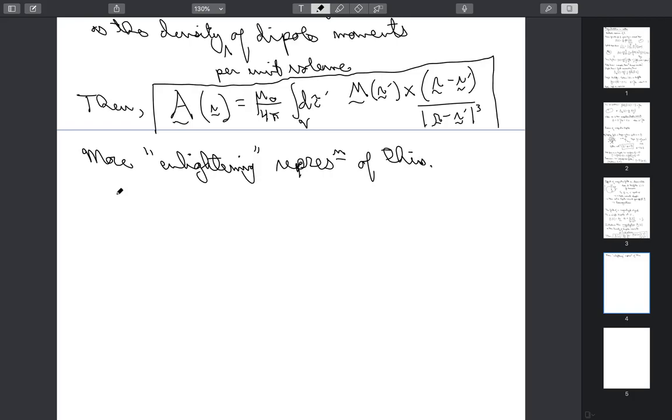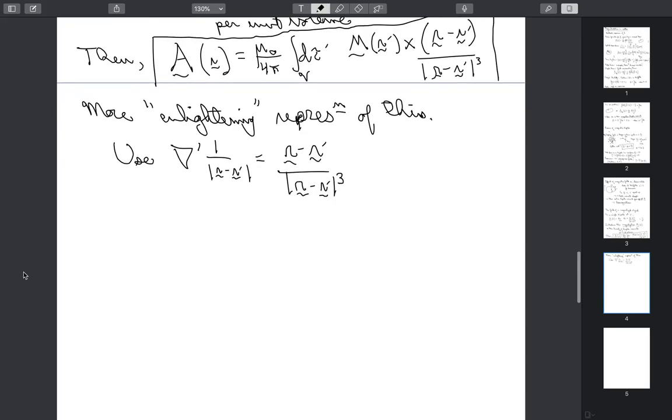Okay, we will once again use the identity that r over r cubed is just the gradient of 1 over r. So what I'm going to write here is that the gradient with respect to the prime coordinates of 1 over |r minus r prime| is just what we need, right? So it's going to be r minus r prime over |r minus r prime| cubed. Okay, so this is the same identity that we used before. Now we're going to use a product rule also.